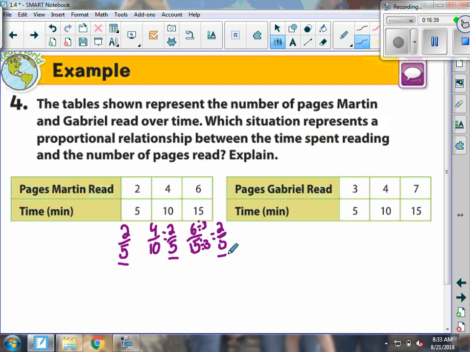So even though we know this one's proportional, we still need to check Gabriel's to see if that's proportional. Because sometimes the book will trick you. Sometimes they'll say which one's proportional, and they both may be proportional.